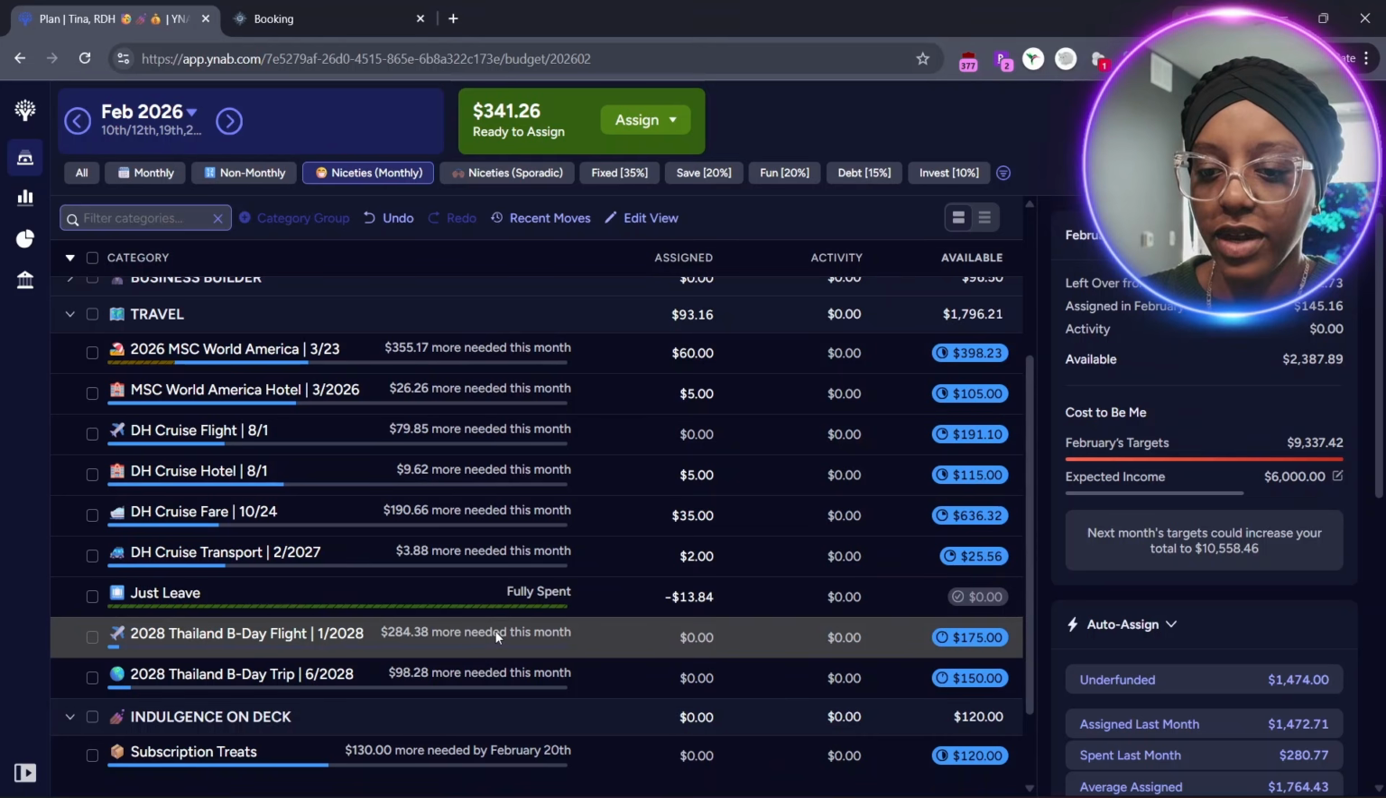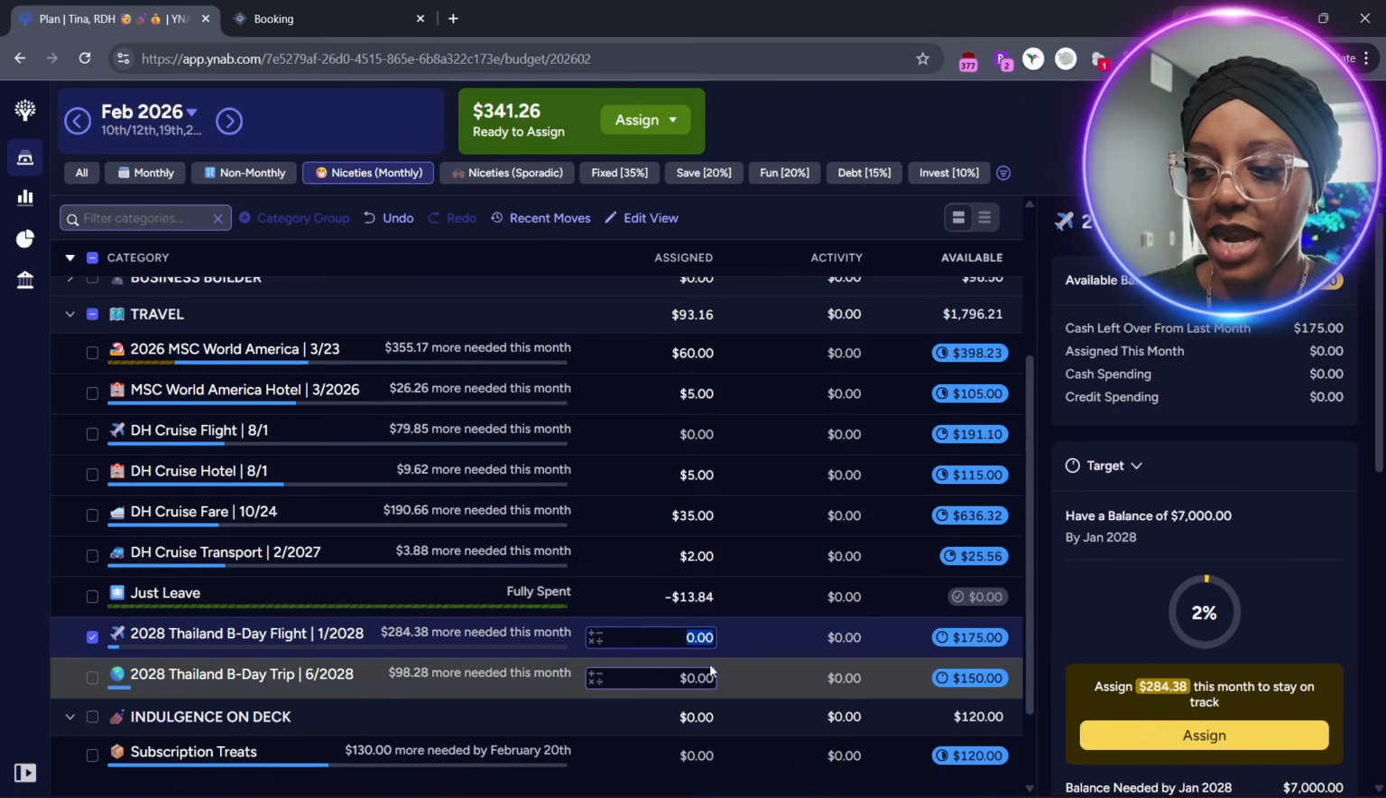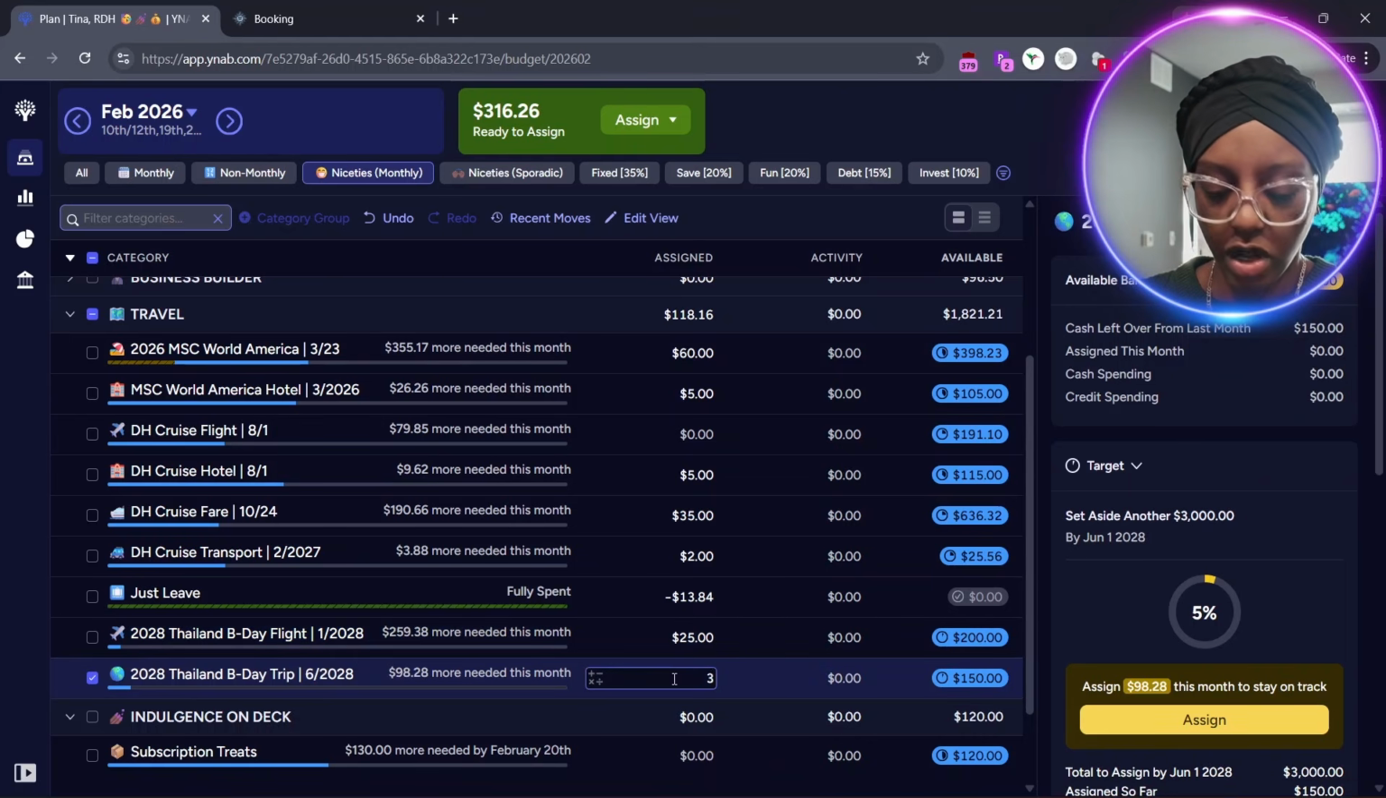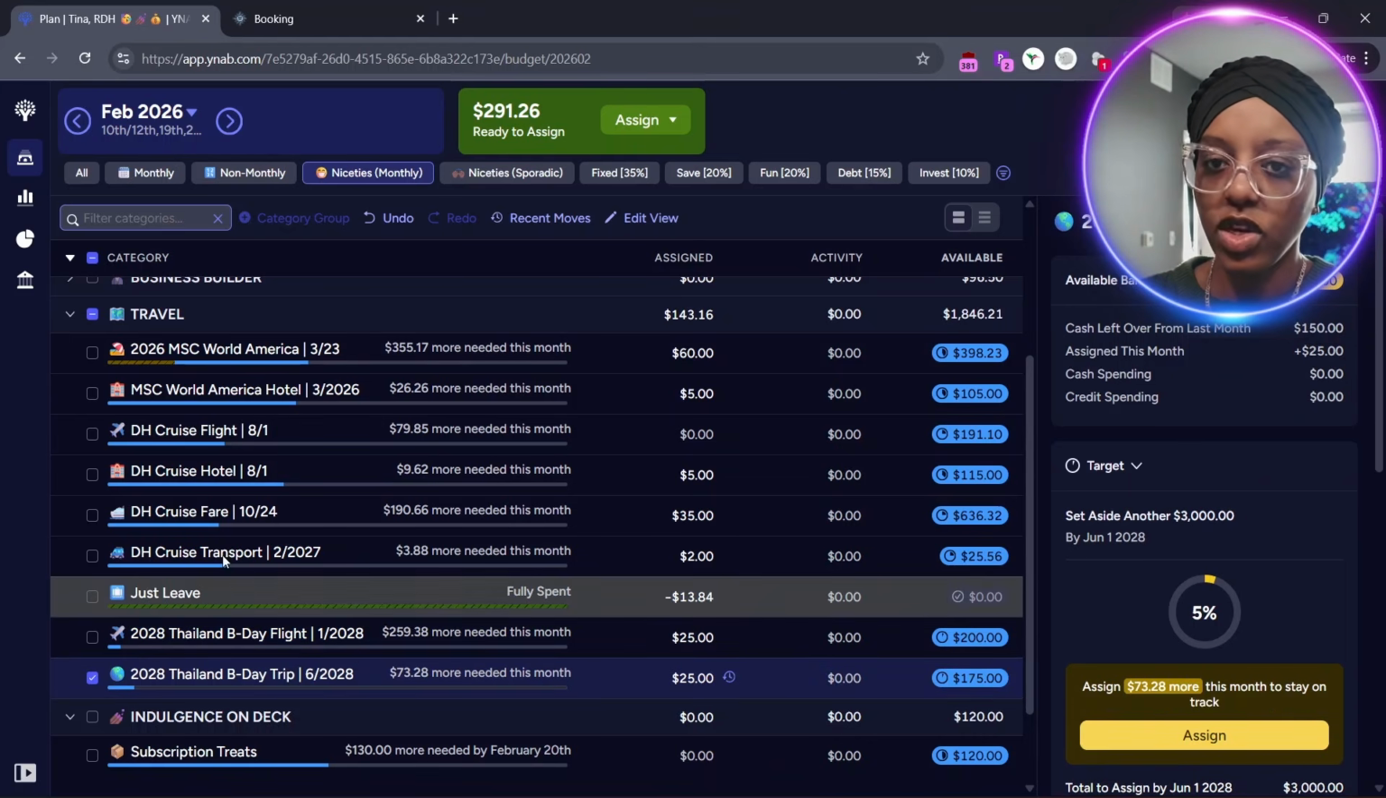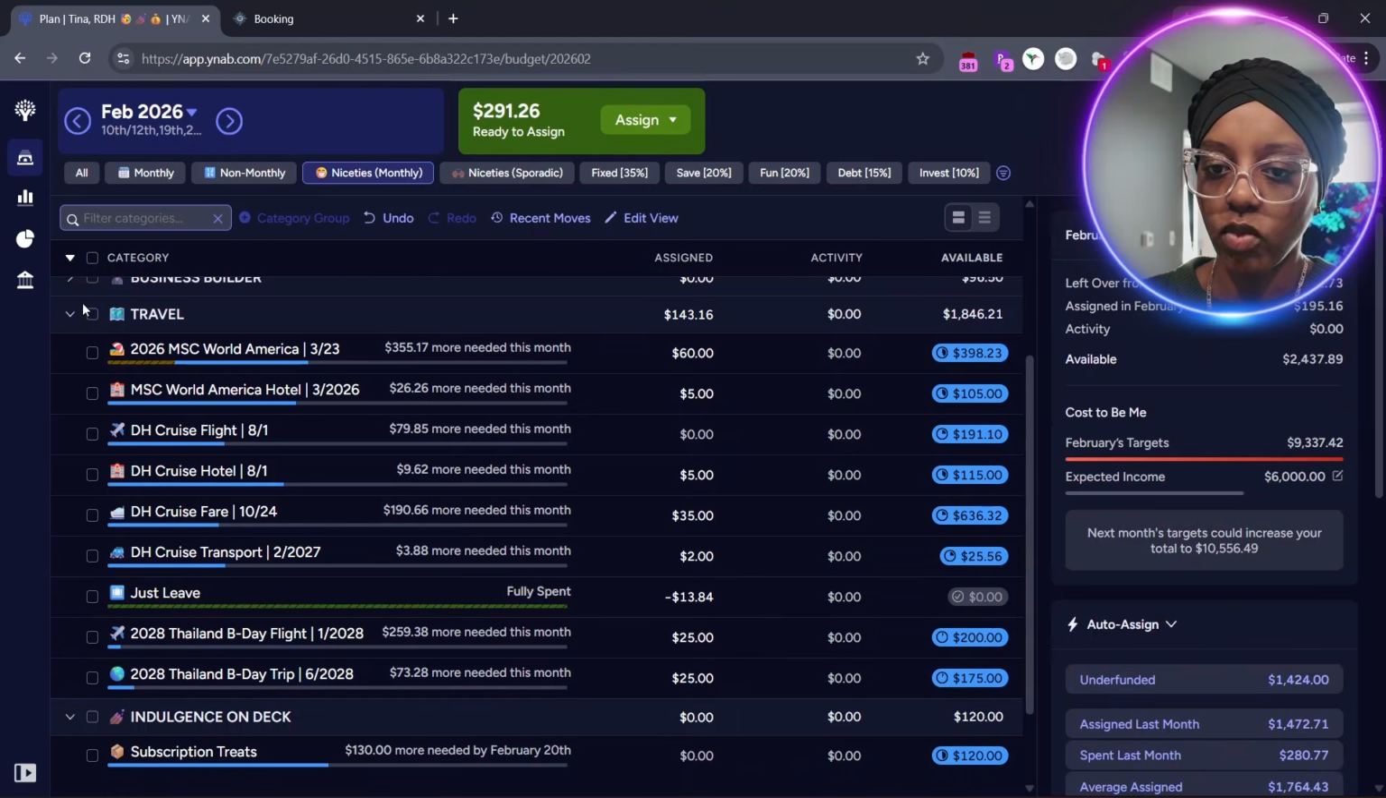Ugh, this Thailand, okay, boy. Let me just add some money to here to be symbolic. I'll add $25 and then I'll add another $25 here as well because we do have to start making some progress. We just have to.